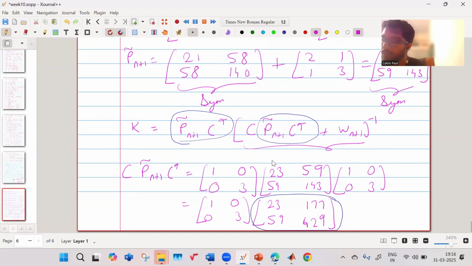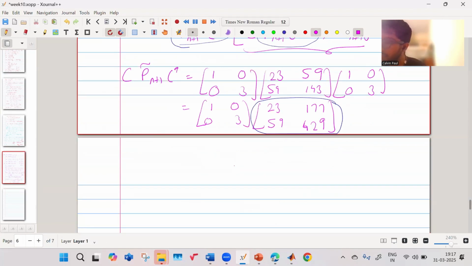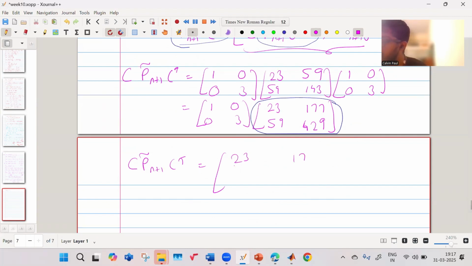Then we have C P tilde n plus 1 C transpose. Now we multiply this: 1 into 23 is 23, 0 into 59 into 3 becomes 177. Then 429 into 3 comes out to 1287. Again, if you observe, this is symmetric.